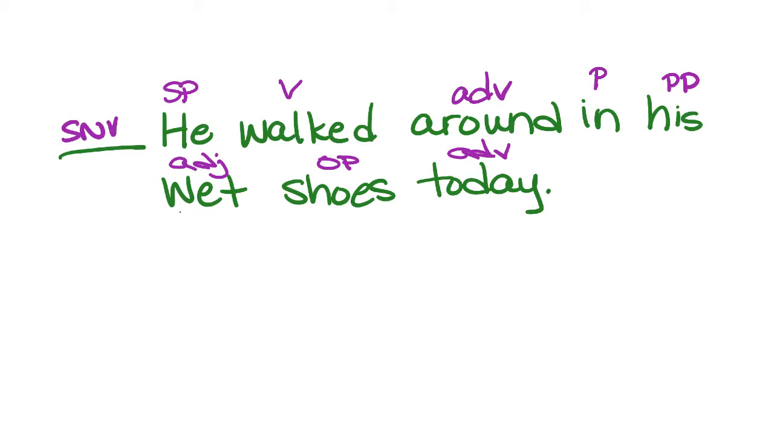Subject, noun, verb, pattern one. Skill check. In his wet shoes, prepositional phrase. Period, statement, declarative sentence. Go back to the verb, divide the complete subject by the complete predicate.